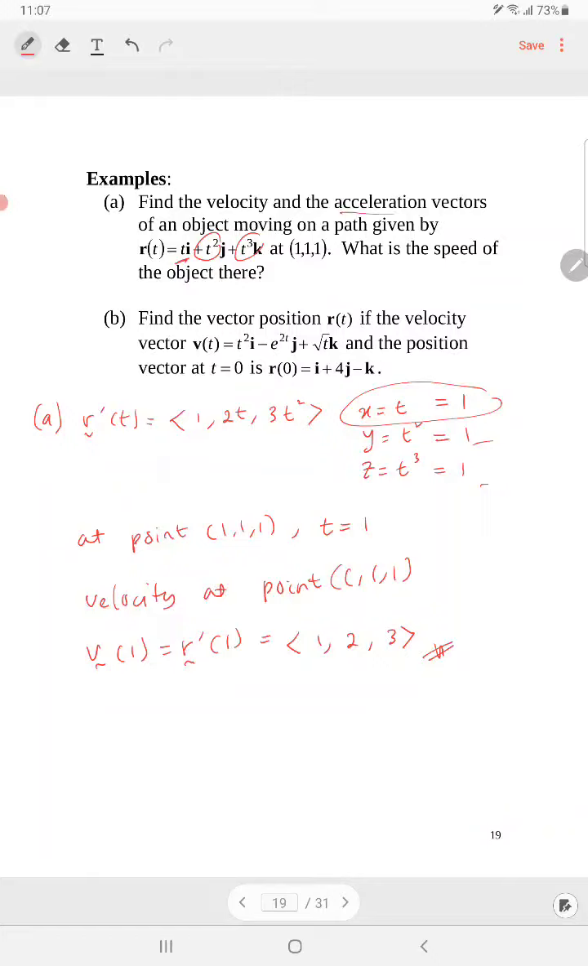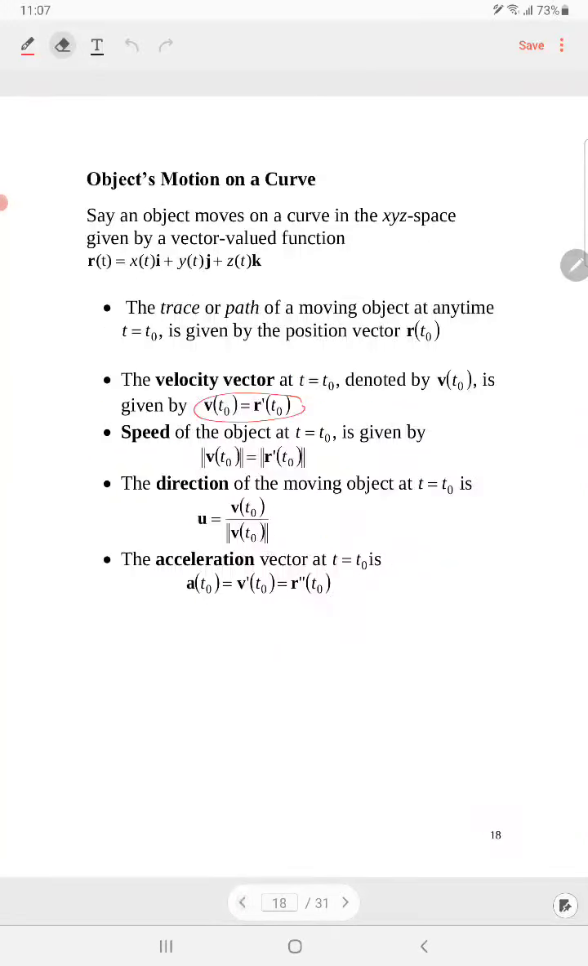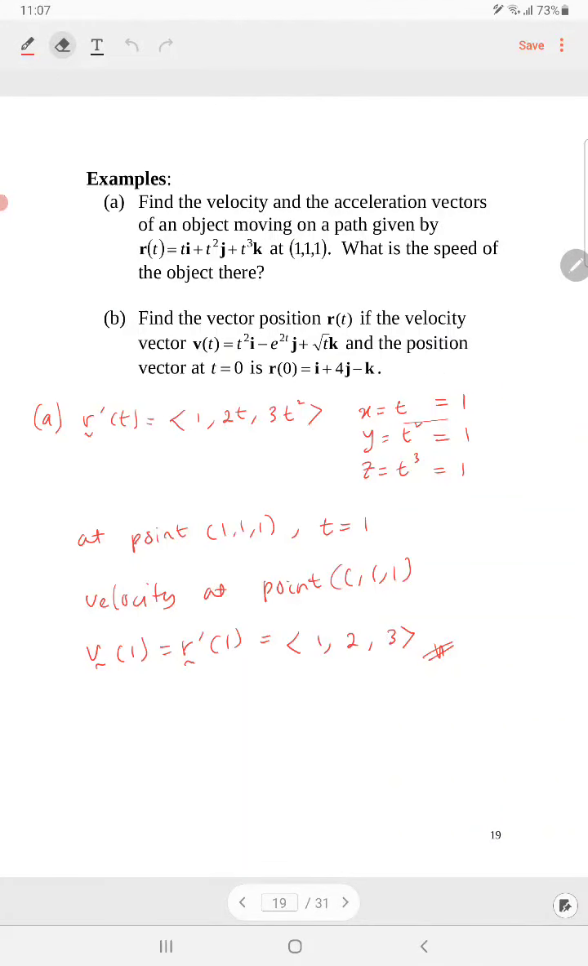The next one is we need to find the acceleration. Let's look at the notes again. Acceleration is equal to v prime or r double prime. So for acceleration, we need to find r double prime or v prime. Acceleration a is equal to r double prime. So what we need to do is differentiate r prime again.